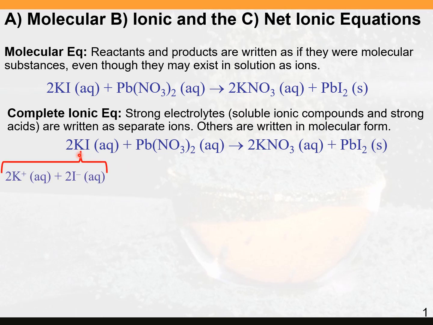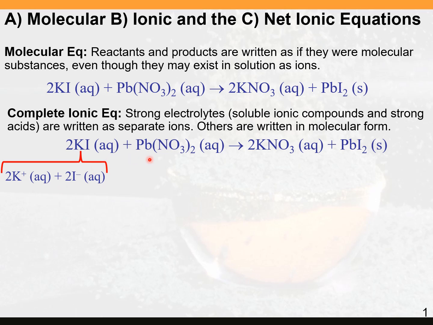In our example, potassium iodide is a soluble ionic compound. Therefore, it is a strong electrolyte. In water, it exists as dissociated ions, and it is represented by writing its ions separately. The coefficient must be considered. Thus, the correct number of ions is 2 potassium ions and 2 iodide ions.